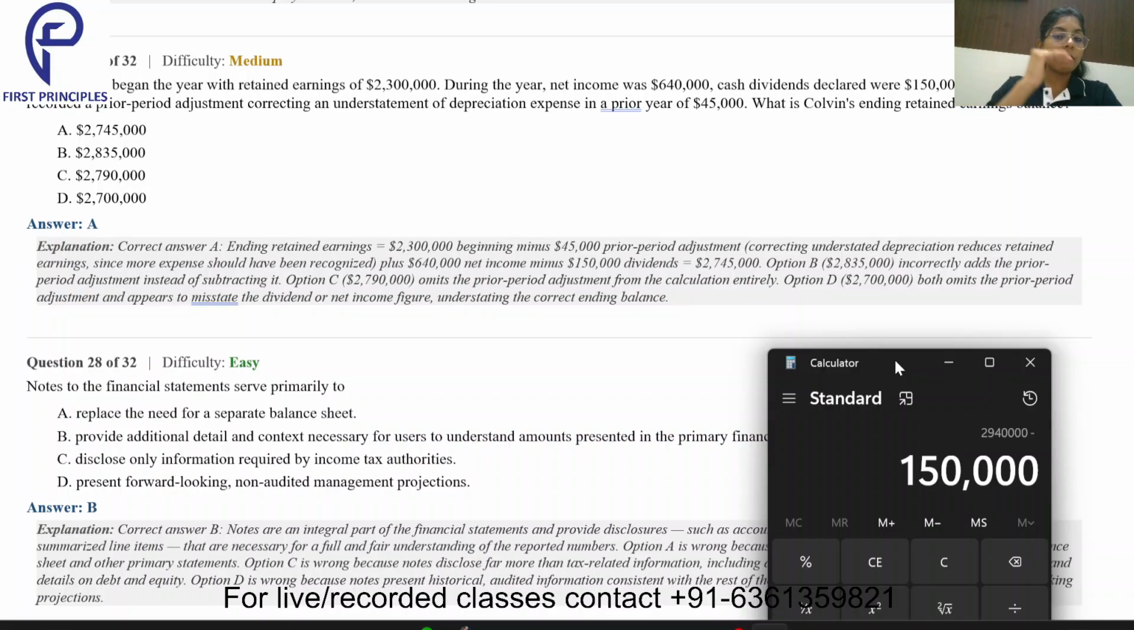So we have to do what? We have to correct it, and we are gonna do what? We are gonna reduce it with this amount, 45,000, and 2.745 million is the correct answer as per our calculation, and also over here it's given.